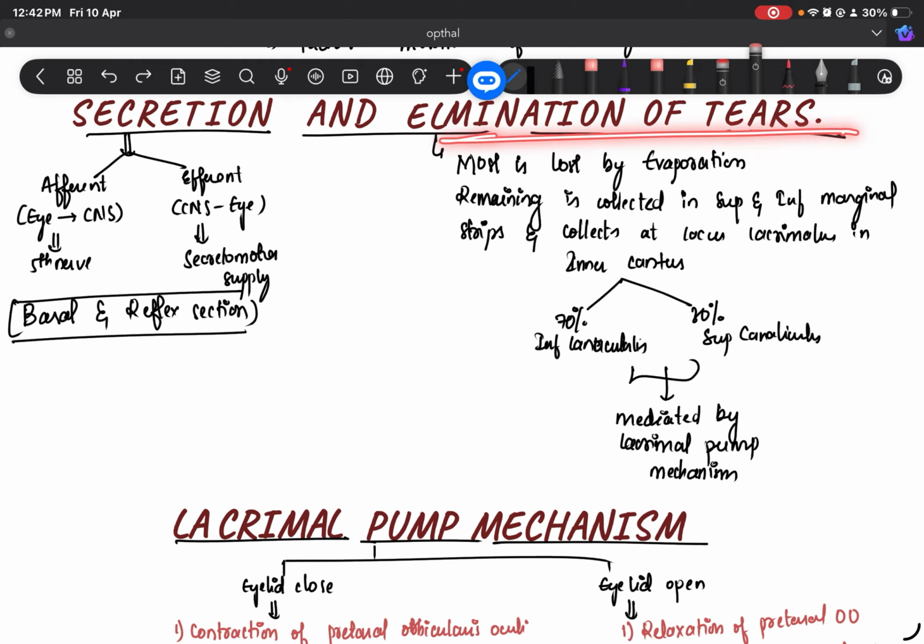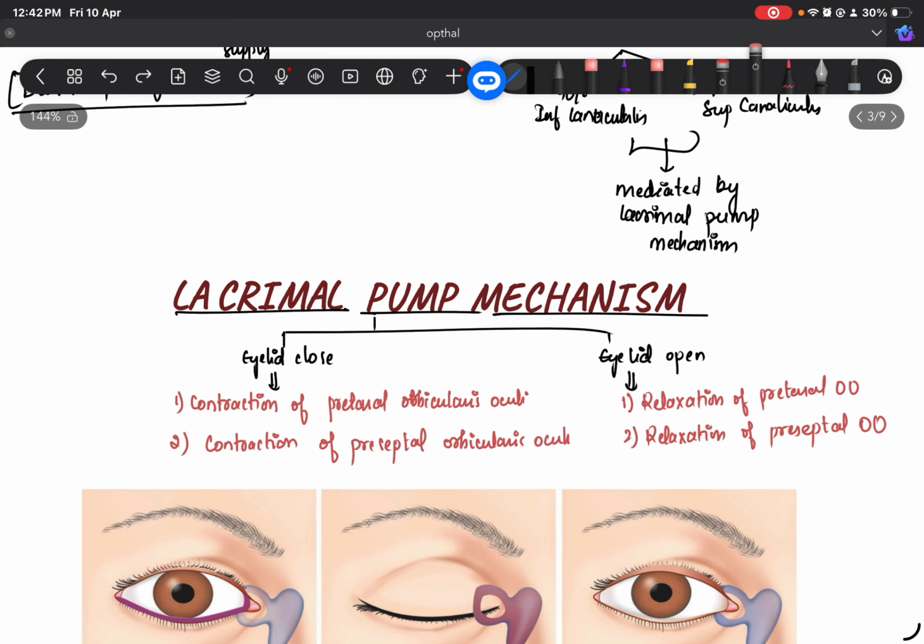Now coming to the elimination of tears, movement of tears from the lacrimal gland to the nasolacrimal duct. Most of the tear is lost by evaporation, as you know. Remaining is collected in the superior and inferior marginal strips and collects to the lacus lacrimalis in the inner canthus. In inner canthus, the inferior canaliculus collects 70% and 30% is by superior canaliculus. This collection is mediated by lacrimal pump mechanism.